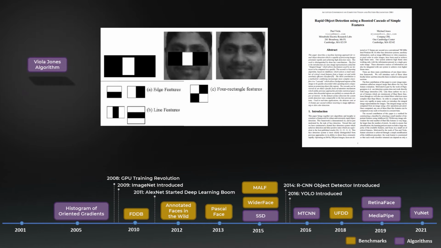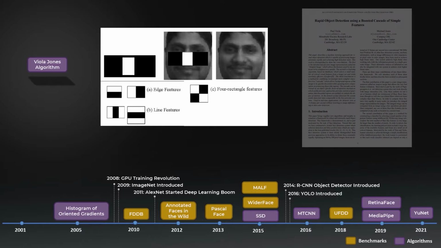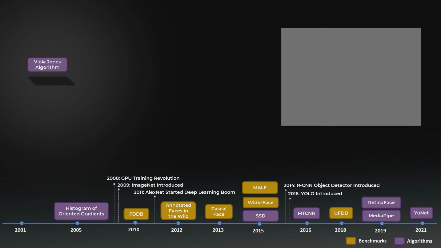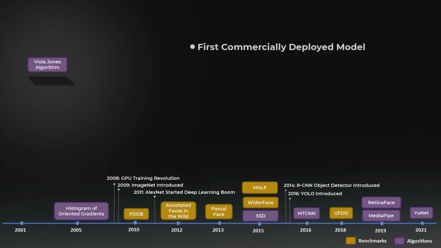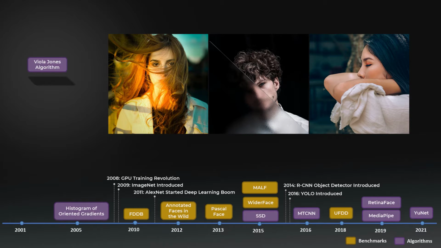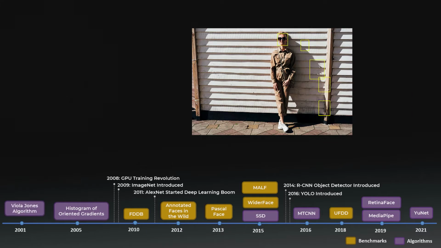Viola-Jones Haar Cascade was one of the most used face detection models. It used a clever trick of integral images to make the feature computation fast. It was also the first face detection model which was commercially deployed. It was fast and reasonably accurate. However, it failed when the image was noisy, when the face was occluded or non-frontal. It also gave a lot of false positives.